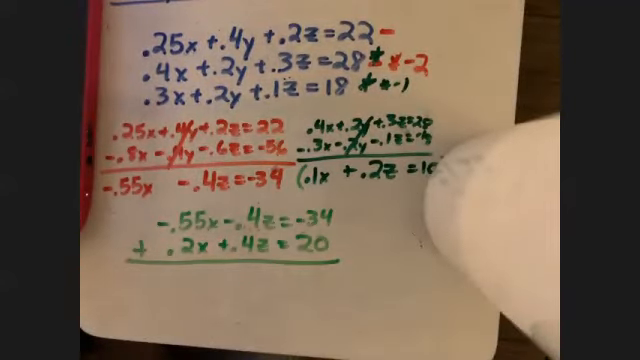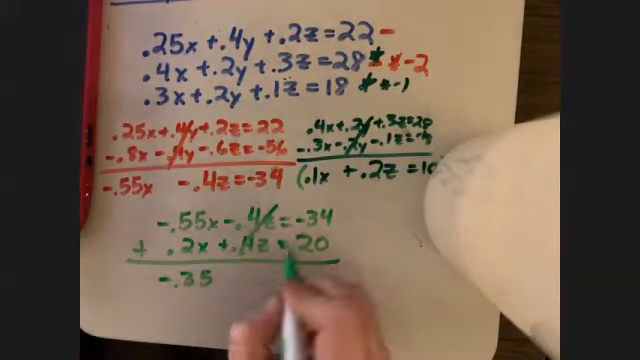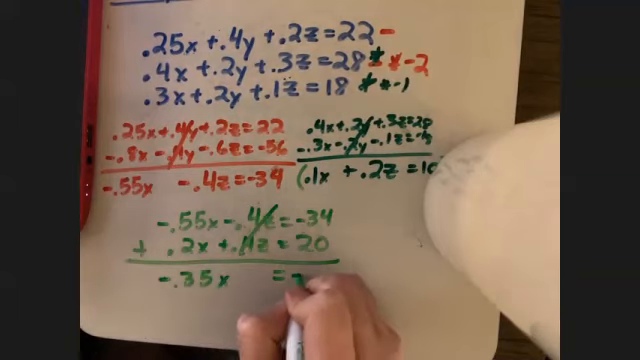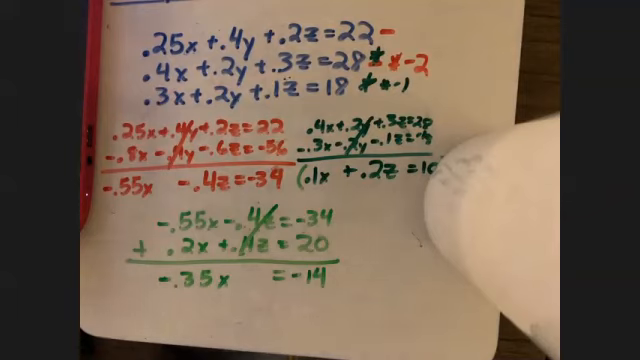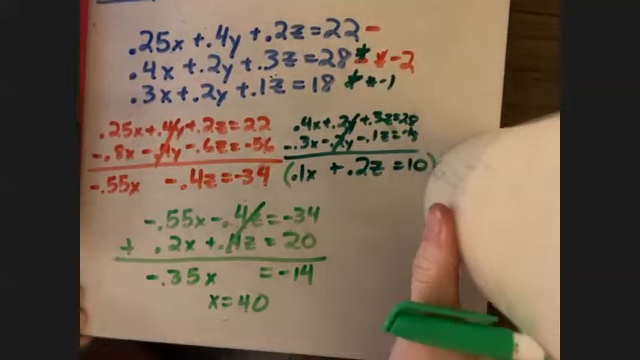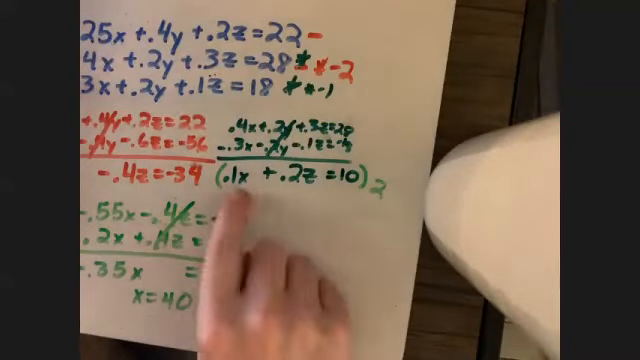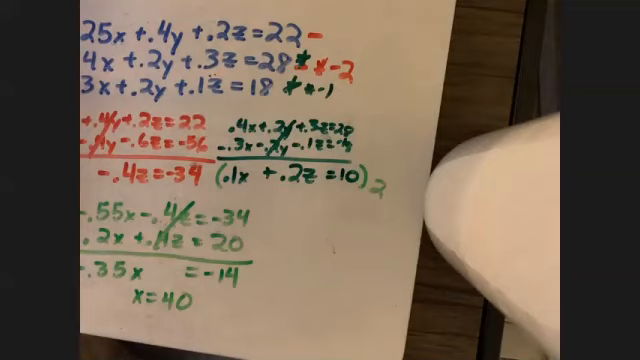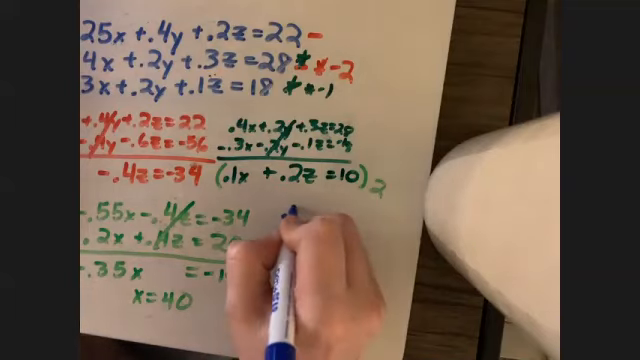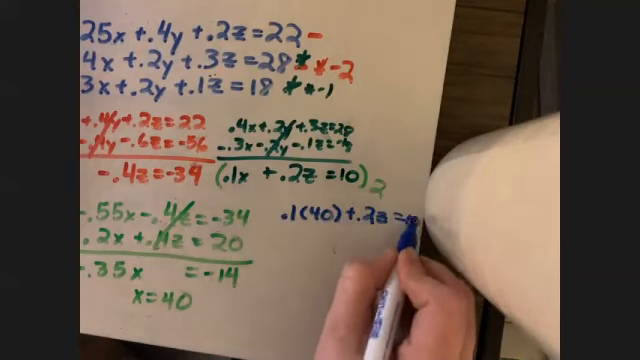So I'm at -0.35x. These go away. Equals -14. Divide. And we get x is 40. Okay. Now, I'm going to go back into, hopefully this will all stay steady for me, this dark green equation that I have right here. Okay. So I've got 0.1 times 40 plus 0.2z equals 10.